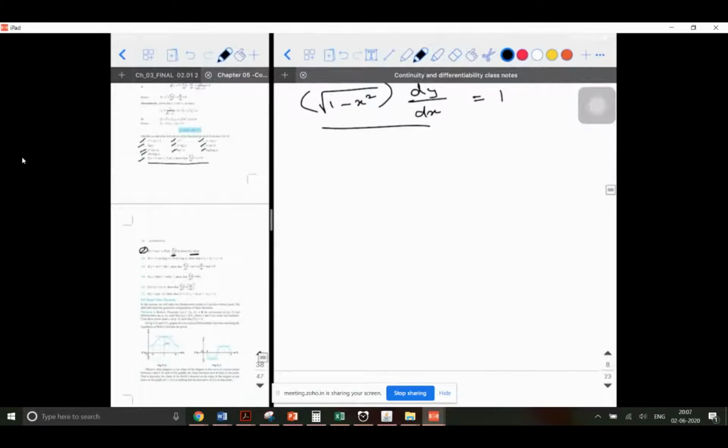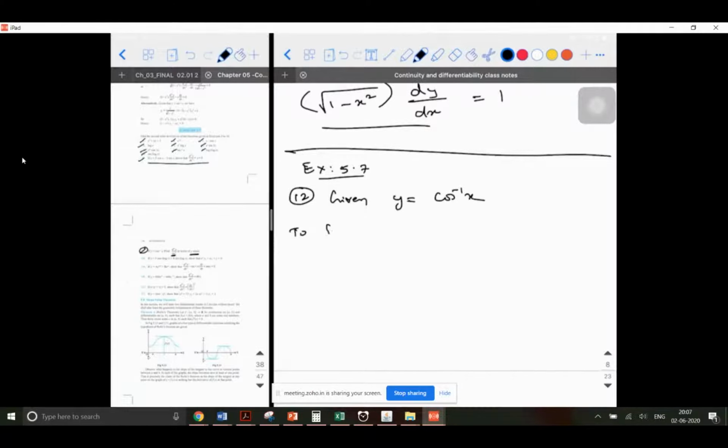So let's see how to solve this exercise, 5.7, problem number 12. So given y is equal to cos inverse of x, we have to find d square y by dx square in terms of y.